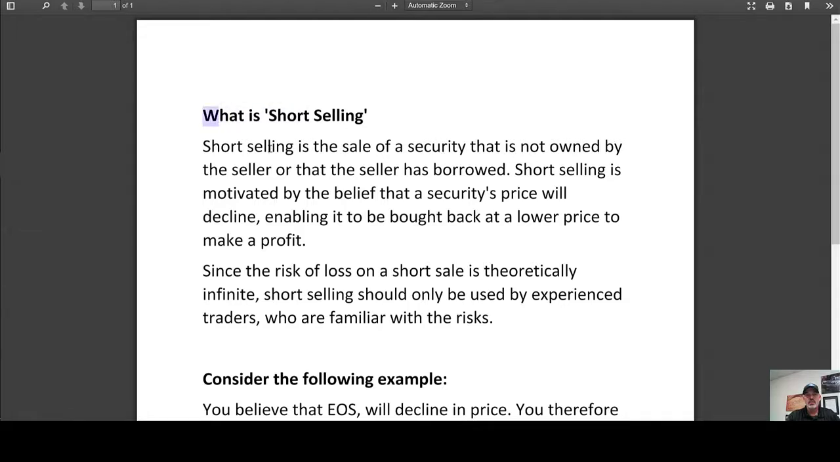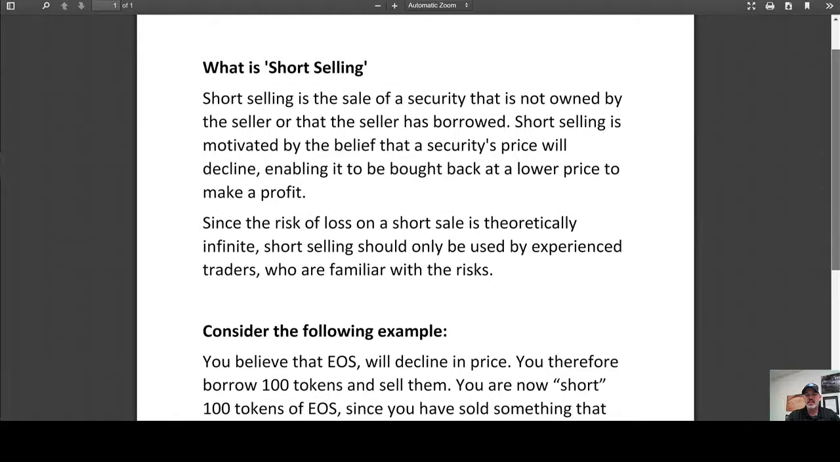Traditional short selling would entail the sale of a security that is not owned by the seller or that the seller has borrowed. Short selling is motivated by the belief that a security's price will decline, enabling it to be bought back at a lower price to make a profit.